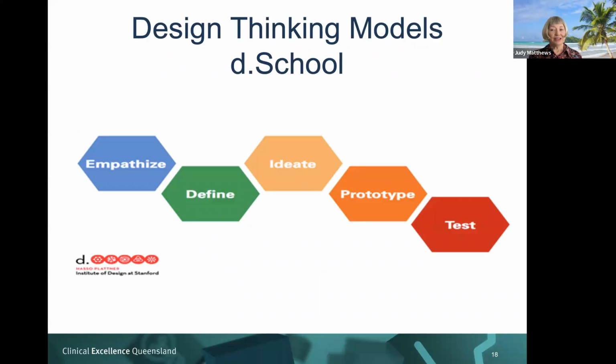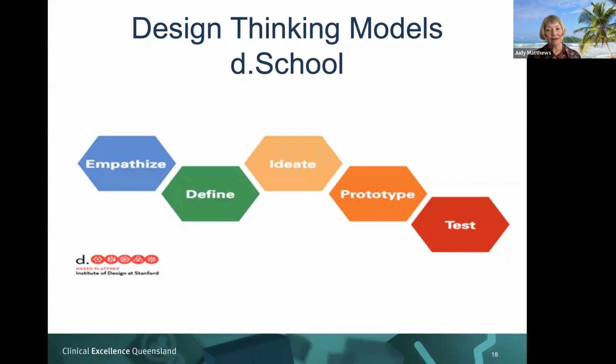It comes from the Stanford D School. It's now called the Hasso-Plattner D School. It was actually purchased by a German billionaire who was so impressed with the benefits of design thinking in multiple contexts. He actually invested his money, saying, this really needs to go forward. How can we carry this further?